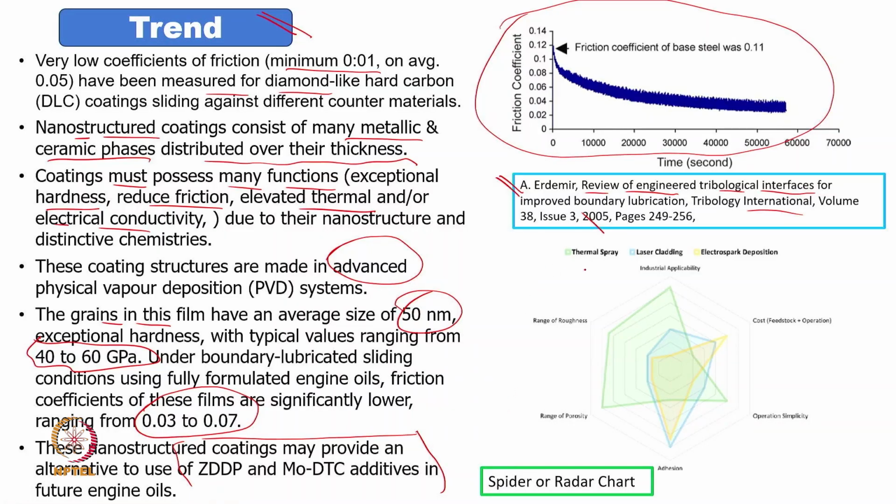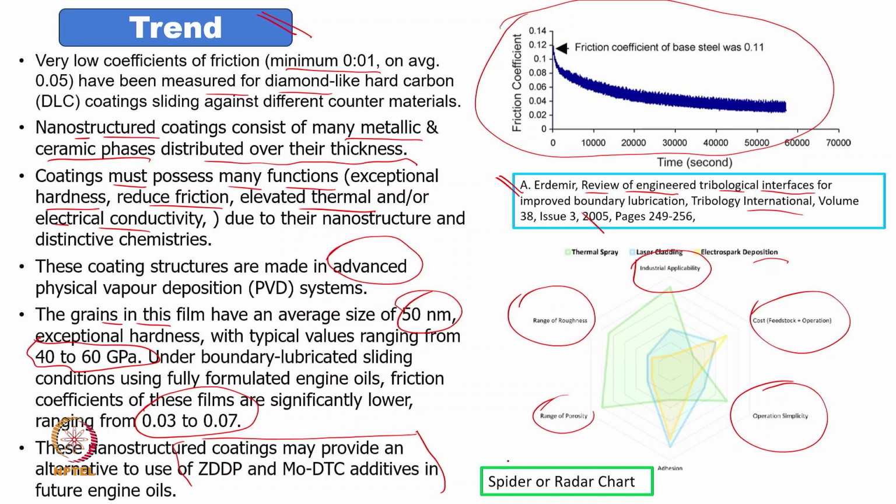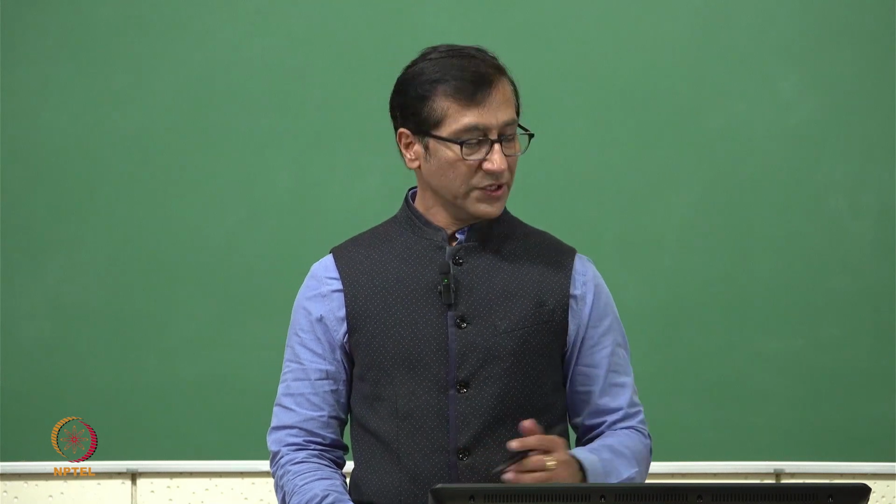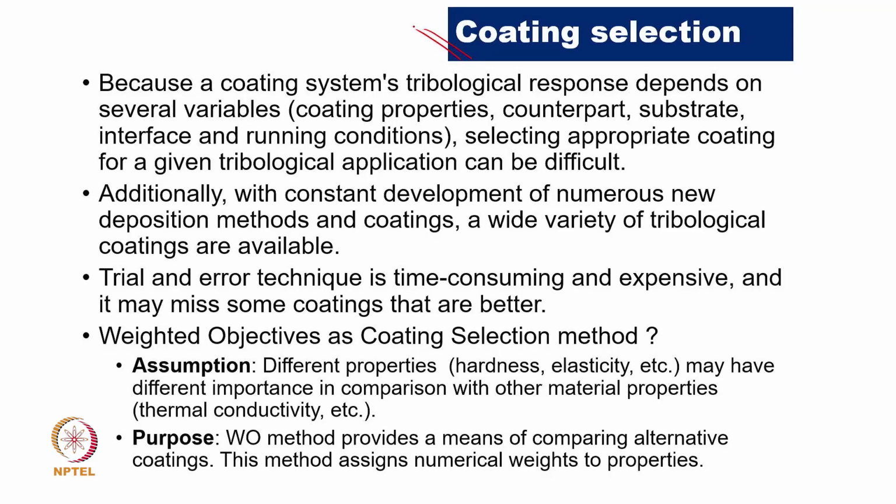Sometimes we choose because we expect many properties that should be available from an industrial point of view. It should be cost economic, should have operational simplicity, should have lesser surface roughness, a range of porosity. So for that purpose people use a spider or radar chart to select which coating will be fruitful and which coating will be really useful for them. However, we go a slightly different way. We say we are working from an engineering mathematics point of view, so we use a coating selection method in a slightly different manner.